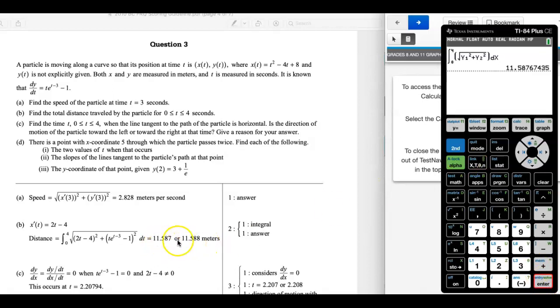Now keep in mind, 3 decimal places you absolutely need. You could put 0.587 or 0.588, that is fine as well. Again, you do not need the units.